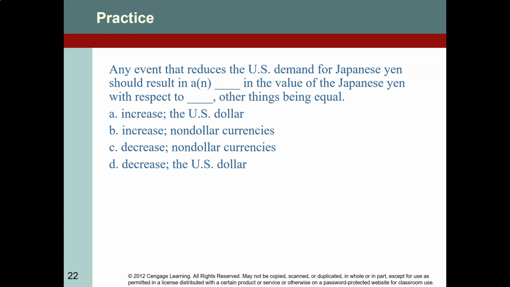Any event that reduces US demand for Japanese yen should result in what change in the value of Japanese yen with respect to which currency, other things being equal? The right option should be D. Okay, the US demand for Japanese yen should decrease. When the US demand for Japanese yen decreases, the value of the Japanese yen also decreases. Because not as many people want it anymore, the value should decrease with respect to US dollars.